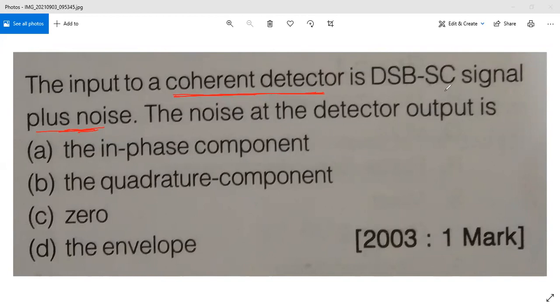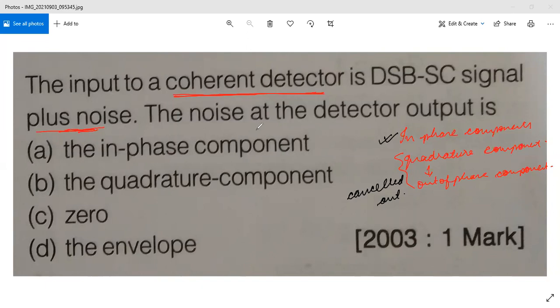So coherent detector mein DSB signal ke saath noise bhi hai. So the noise at the detector output is, to yahan par ek cheez kya dhyan dena hota hai ki noise jo bhi signal hai, yahan par do components hote hain, in phase components and quadrature components. Quadrature component ka matlab hai out of phase component. So jo bhi hamara signal hai, us signal se jo quadrature component hoga, ye out of phase component, that will be cancelled out. Out of phase components are cancelled out and we will have only the in phase component of the noise part.